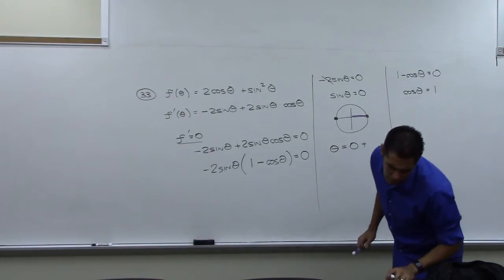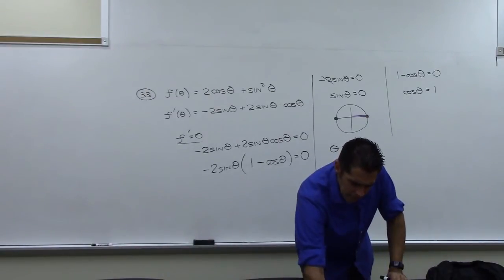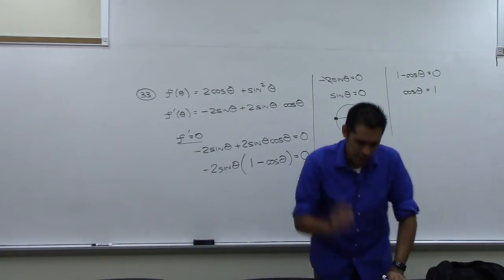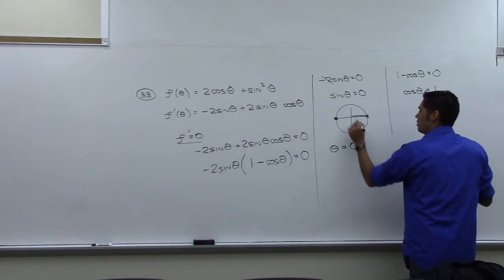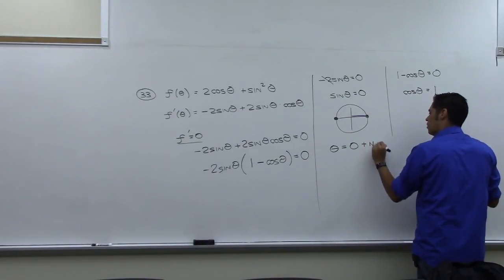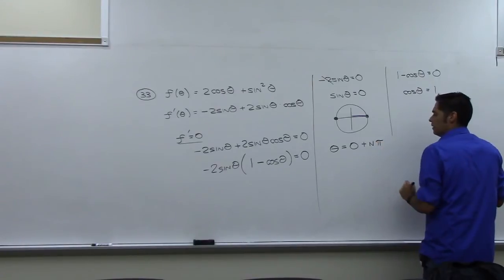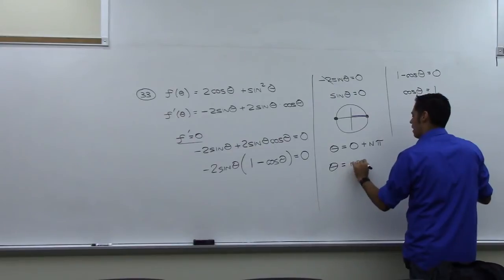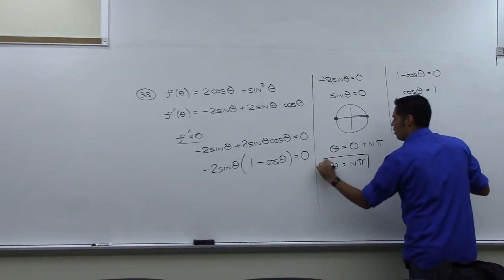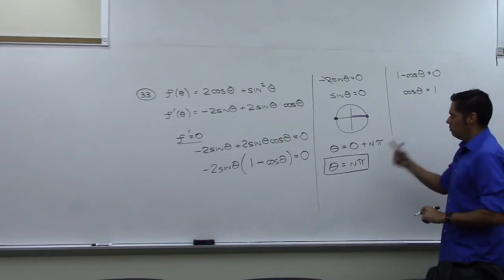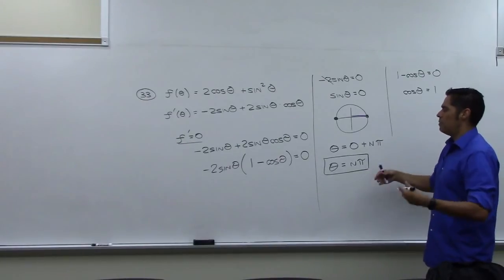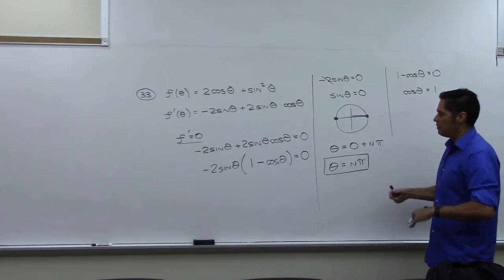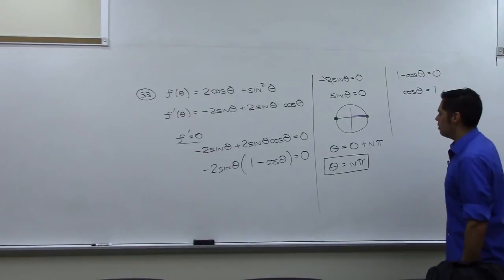And let's see, the book uses k or n. Different books use different letters. They want you to use n here. So 0 plus any multiple n pi. And then you really don't need the 0, okay? So you can just write n pi. So every multiple of pi, 0 pi, 1 pi, 2 pi, 3 pi, negative 1 pi, negative 2 pi, negative 3 pi, all of those are critical numbers.